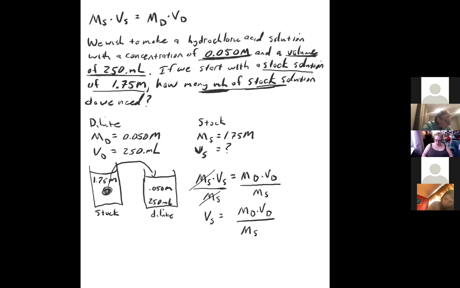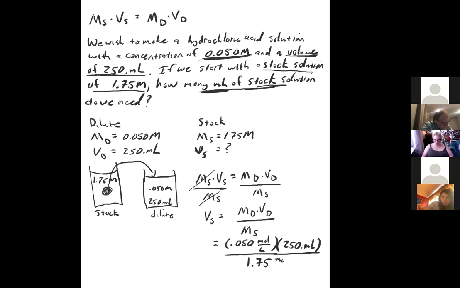Now let's go ahead and put everything in with the units. I recommend putting units in just to check because you don't want to be off. Often when people do these problems, they're off by 1,000. And you don't want that to happen. So the molarity of the dilute is 0.05 moles per liter. I'm going to put the units in just so that we can see them. The volume of the dilute is 250 ml. And then the molarity of the stock was 1.75.